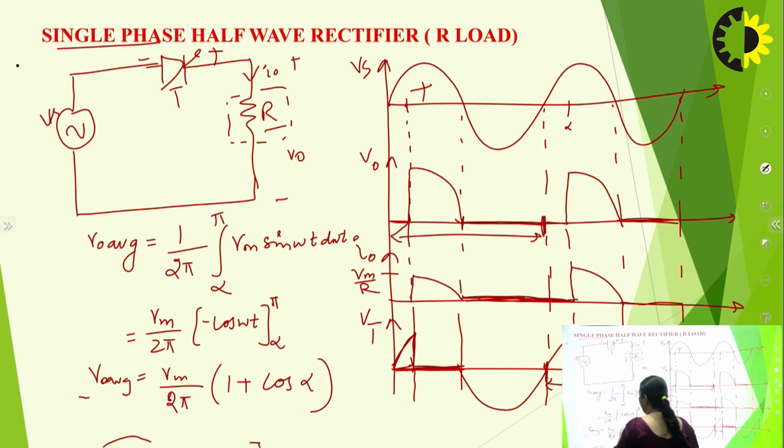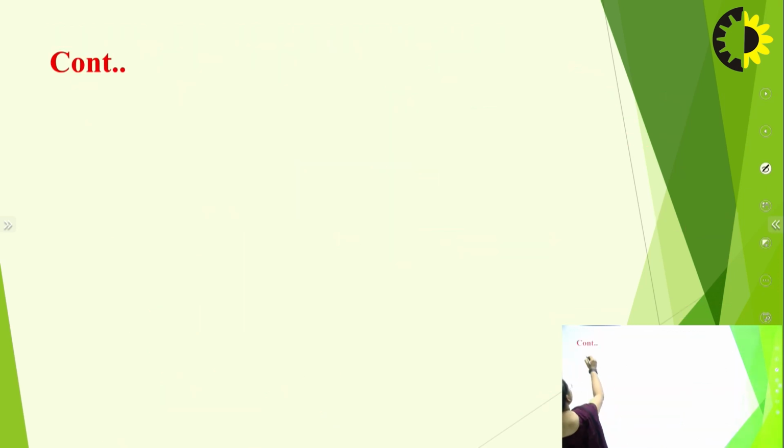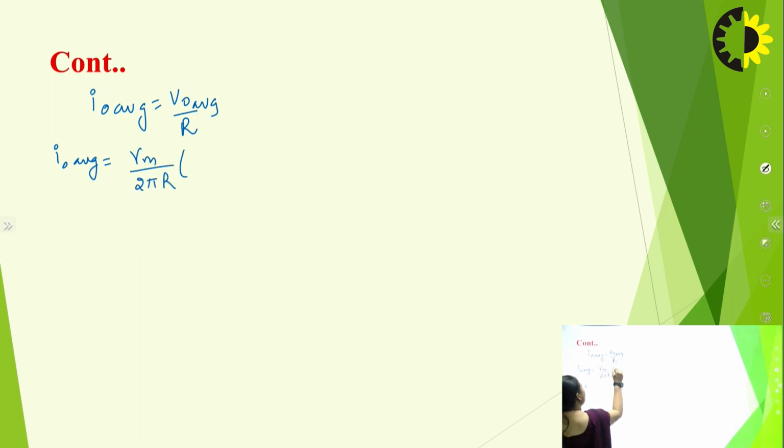And similarly average output current for this circuit will be, I will write with another pen, I naught average. If we talk about the I naught average, so let's do it on another page. I naught average will be V naught average by R. So I naught average will be equal to Vm upon 2 pi R (1 plus cos alpha).